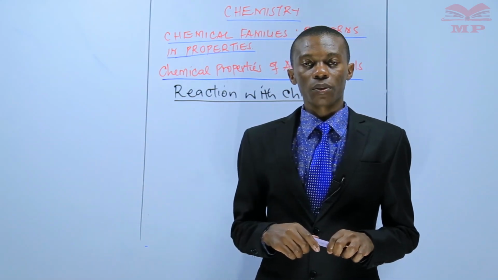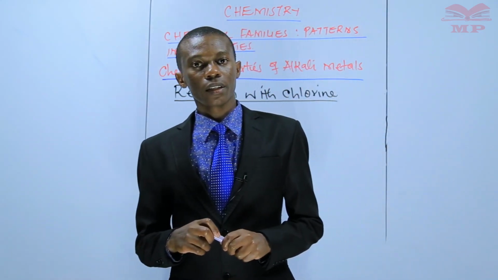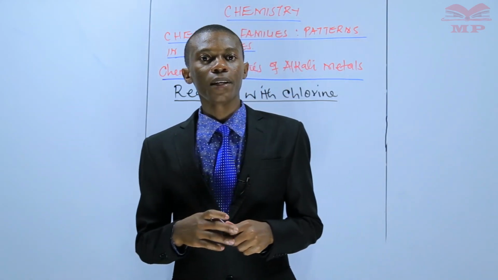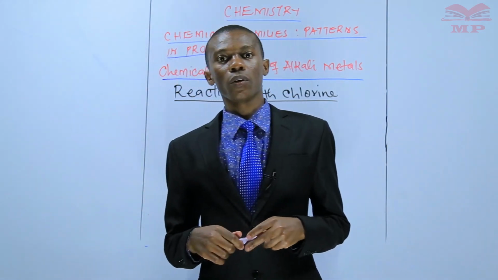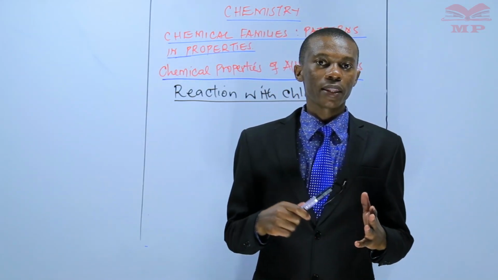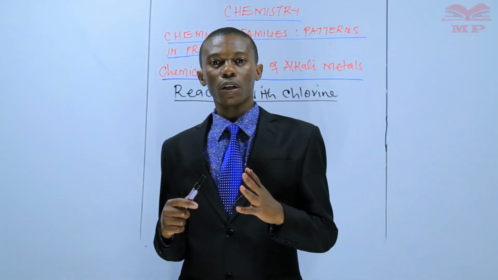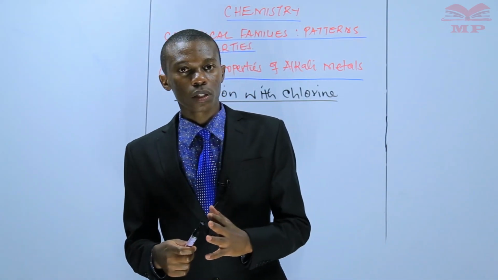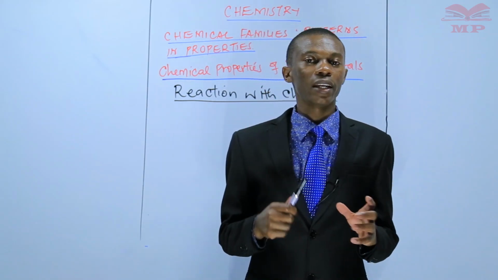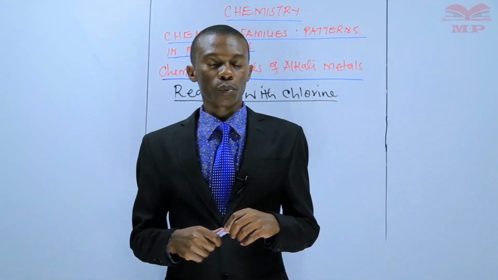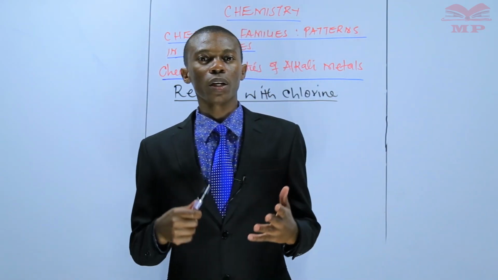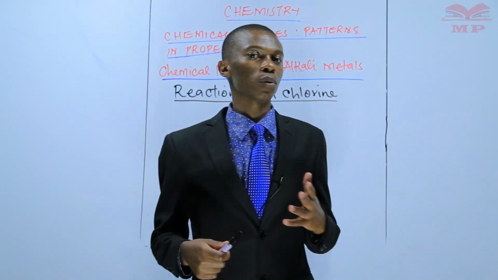In our previous lesson, we discussed the reaction of alkali metals with water, where we say that when alkali metals react with water, they lead to formation of an alkaline solution, that is hydroxides of these metals, and hydrogen gas is produced. So I hope you still remember those reactions. You should be able to write the chemical equation.